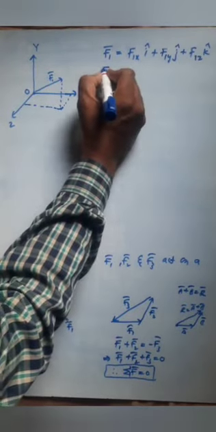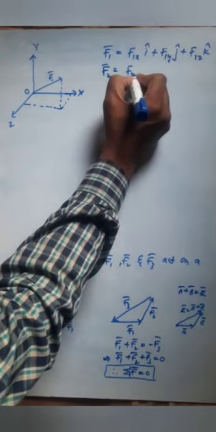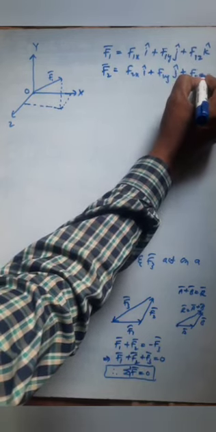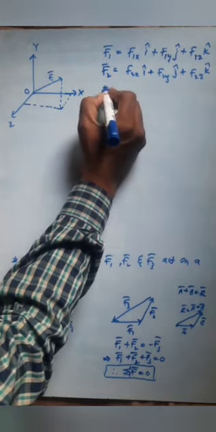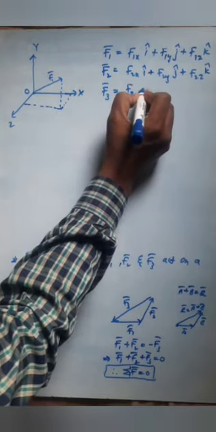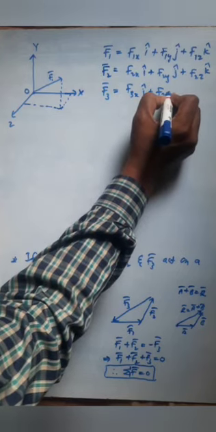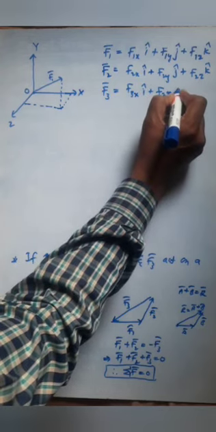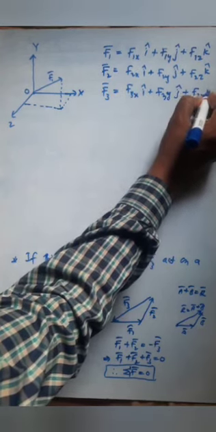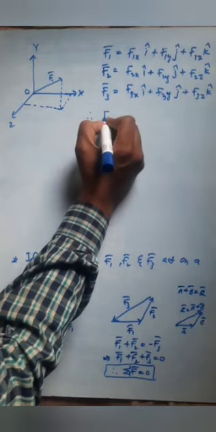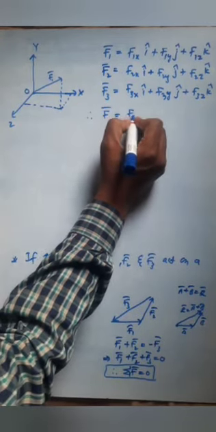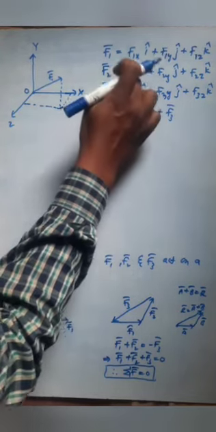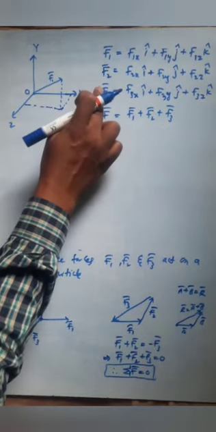Similarly, how can I write F2 bar? F2 bar is equal to F2x i cap plus F2y j cap plus F2z k cap. And F3 bar is equal to F3x i cap plus F3y j cap plus F3z k cap. So the resultant vector F bar is equal to F1 bar plus F2 bar plus F3 bar. Here we have to sum F1 bar, F2 bar, F3 bar.